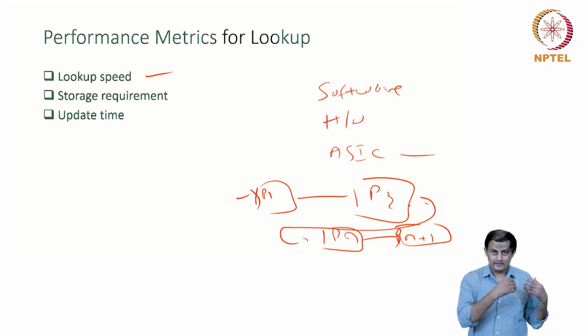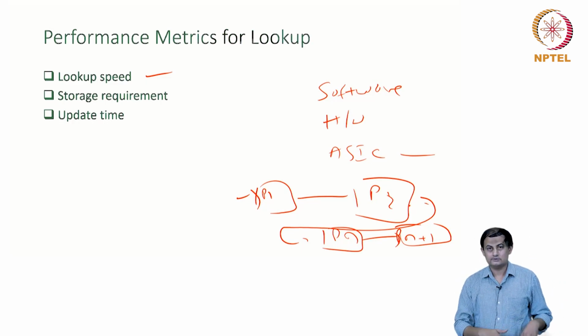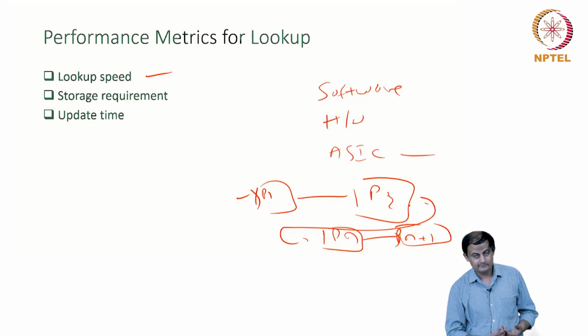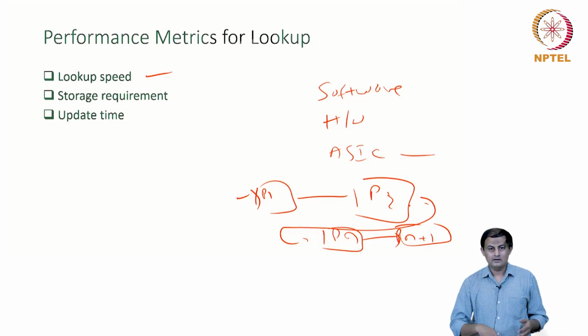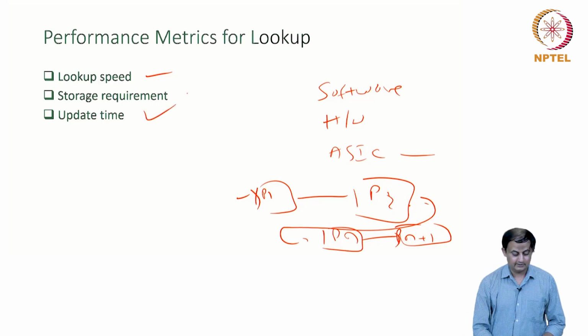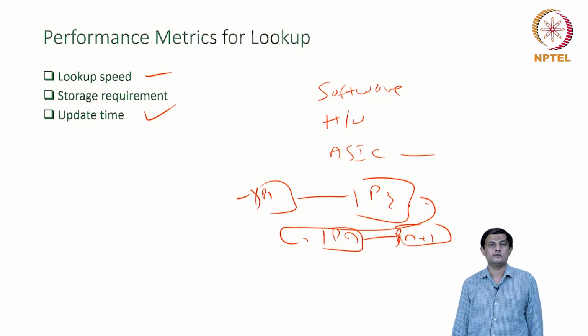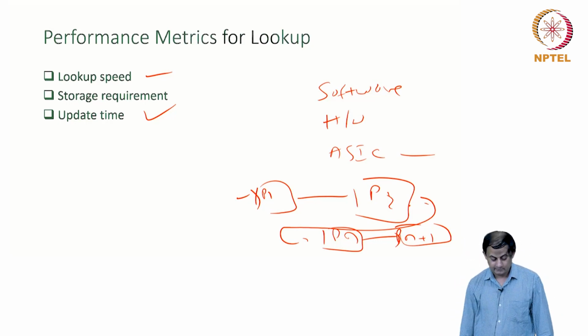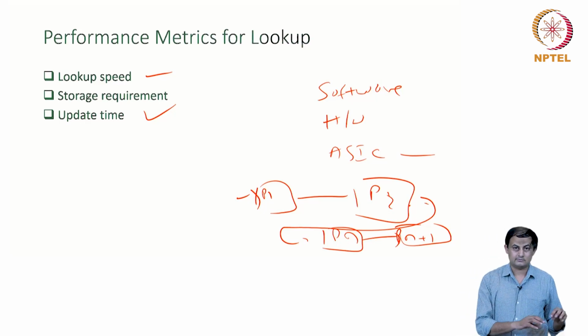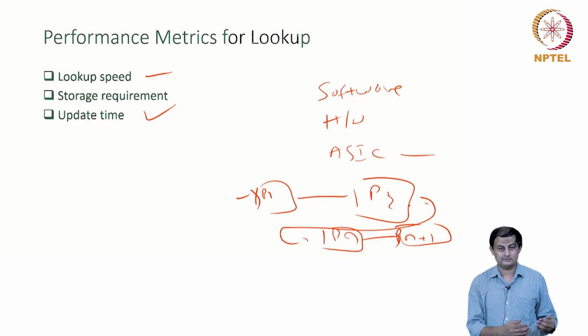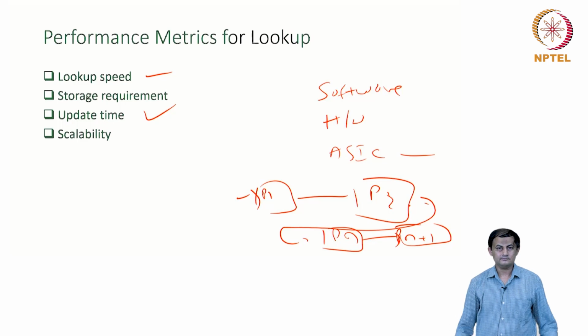So if I come up with some data structure to implement or represent this routing table, and new entries are going to come, or existing entries might need to be deleted, how much effort does it take to do that update operation, the deletion or the addition of an entry in the routing table? So that is another performance metric. Something which takes less effort and time to do the update operation is better for us. And the fourth metric is obviously scalability.